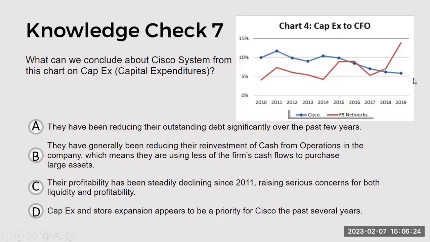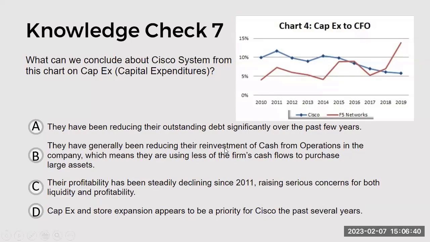Is it going up or going down? Going down. So it looks like they're reducing their reinvestment into the firm. That's what CapEx is. They're reducing their outstanding debt. There's no debt anywhere on this chart. There's no debt in CapEx. There's no debt in cash from operations. So that doesn't make sense.